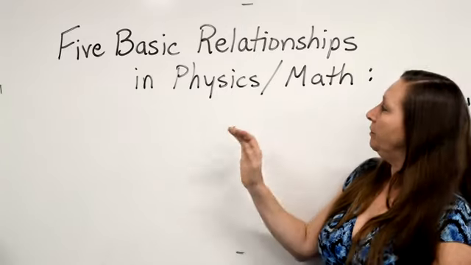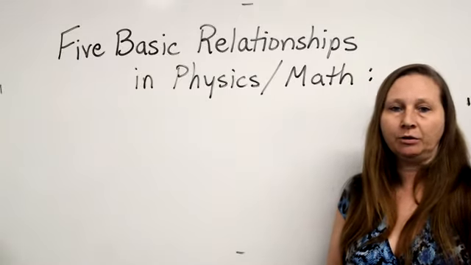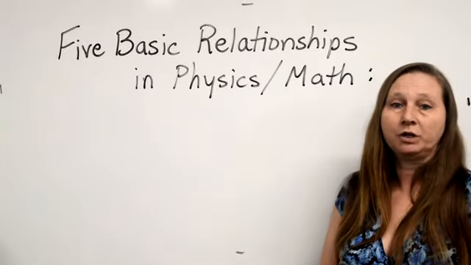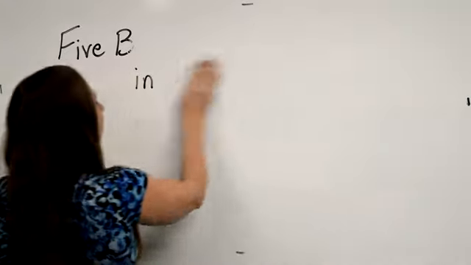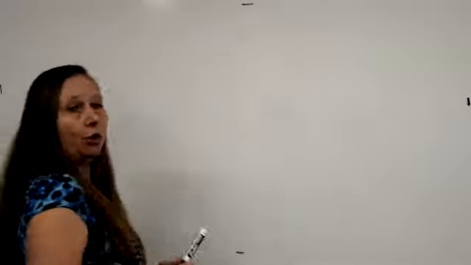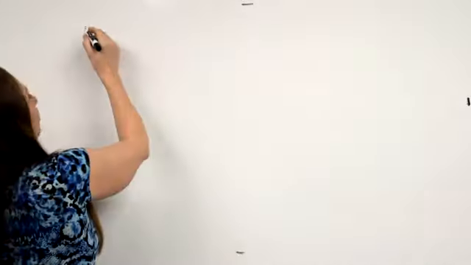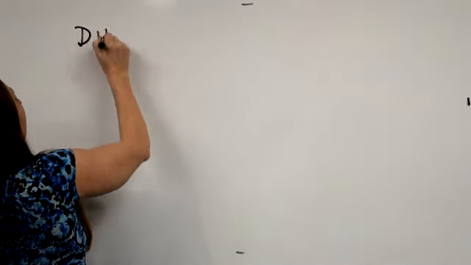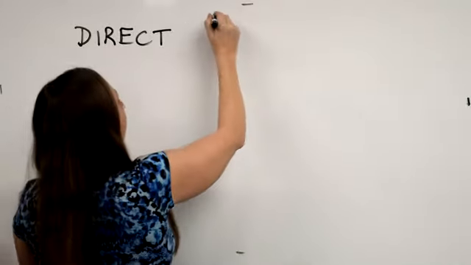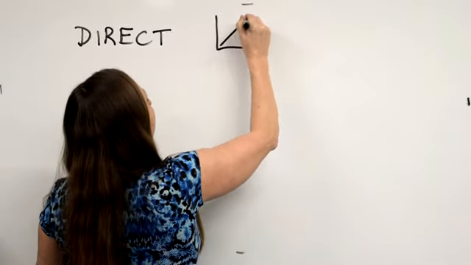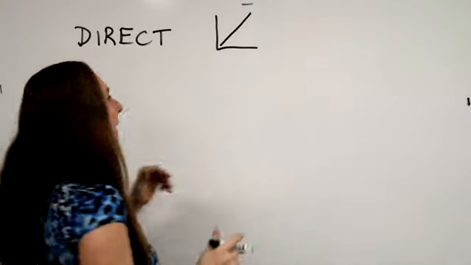There are more than 5 types of relationships in physics and math, but we'll be starting out with the 5 most basic, most common relationships. What I'm going to do right now is just list the 5 of them and show you a graph of each one of the 5. All right, so you have a direct relationship, and the graph of a direct relationship is going to look like that. It's going to be a diagonal line, a straight diagonal line.